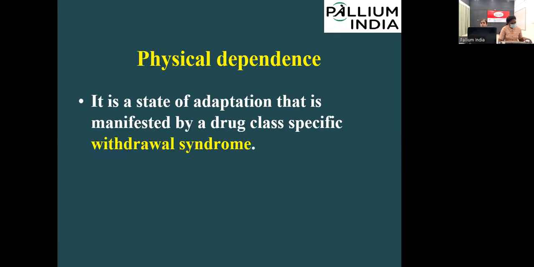Physical dependence is possible when you stop morphine suddenly. Same as with steroids, we say the steroid cannot be stopped abruptly. If they are taking it for a longer period of time, it can cause suppression of the adrenal axis. In the same way, if you stop morphine suddenly, it can cause withdrawal syndrome. You have to taper the dose and then stop morphine. You can't just stop suddenly.